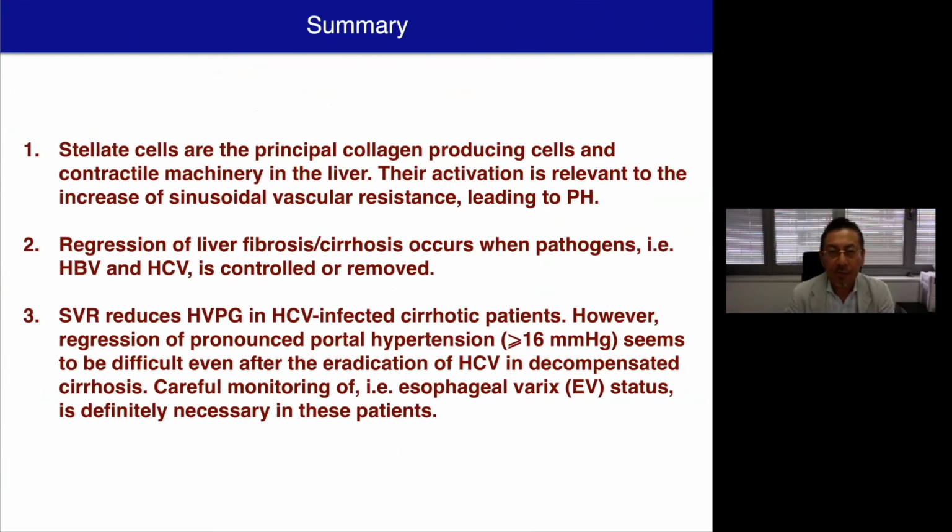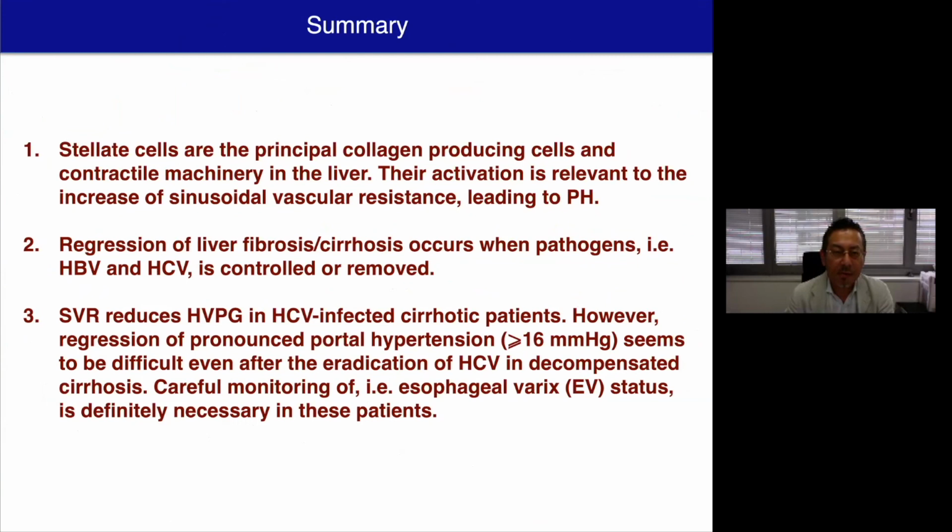So ladies and gentlemen, I'd like to summarize my talk. Stellate cells are the principal collagen-producing cells and contractile machinery in the liver. Their activation is relevant to the increase of sinusoidal vascular resistance, leading to portal hypertension.